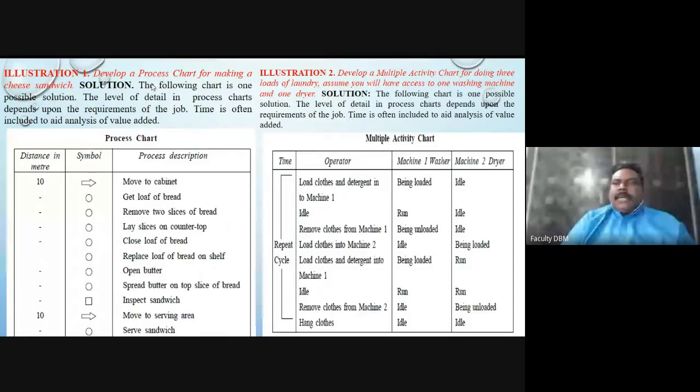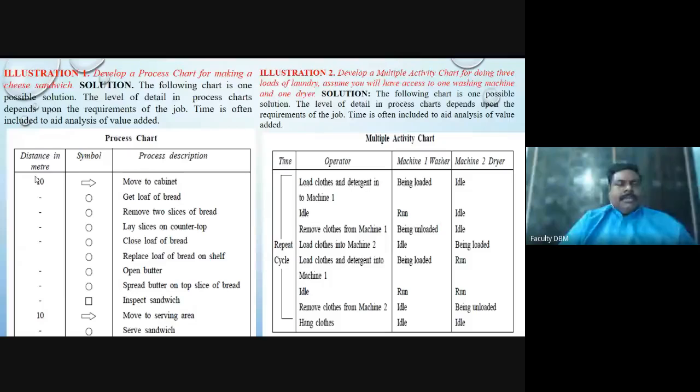Develop a process chart for making a cheese sandwich. How do we show sandwich making on the chart? The distance in meters is 10. This symbol indicates movement. Move to the cabinet, get a loaf of bread, remove two slices of bread, lay slices on the counter, close the loaf of bread, replace the loaf on the shelf, open butter, spread butter on the slice of bread, inspect sandwich, move to the servicing area.